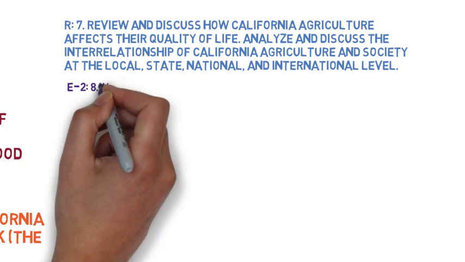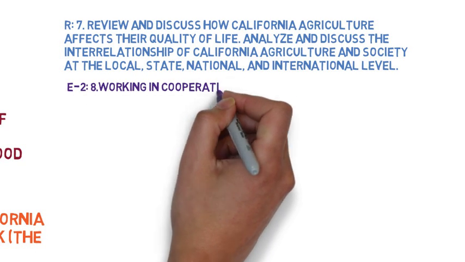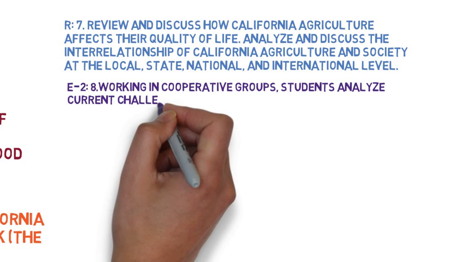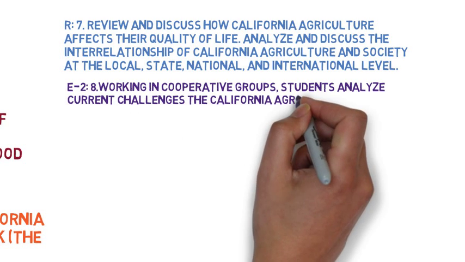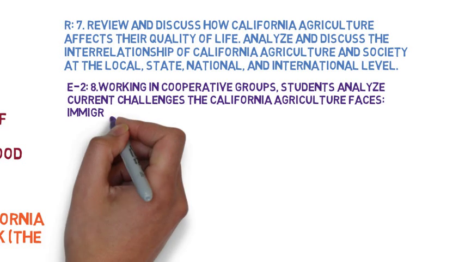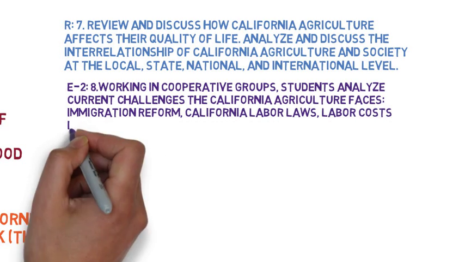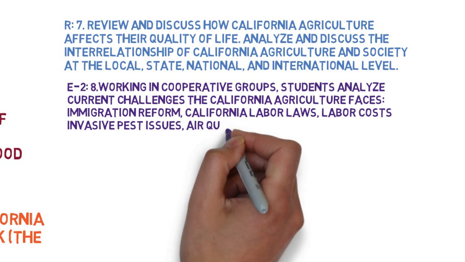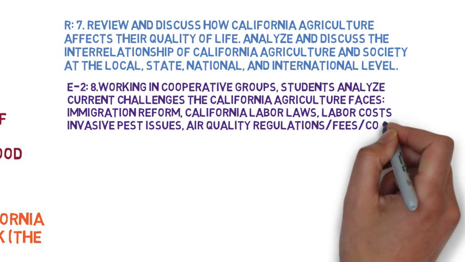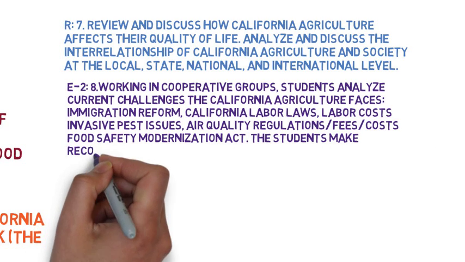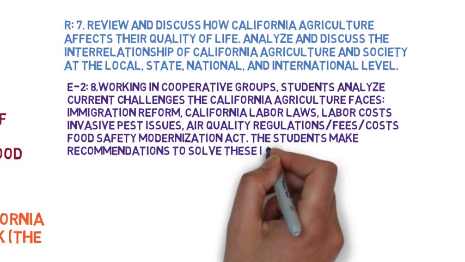8. Working in cooperative groups, students analyze current challenges that California agriculture faces: immigration reform, California labor laws, labor costs, invasive pest issues, air quality, regulation, fees, costs, Food Safety Modernization Act. The students make recommendations to solve these issues. Teachers observe and provide resources as needed as they work.